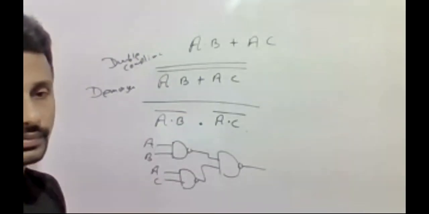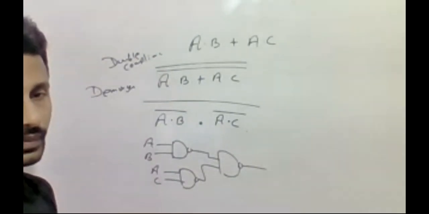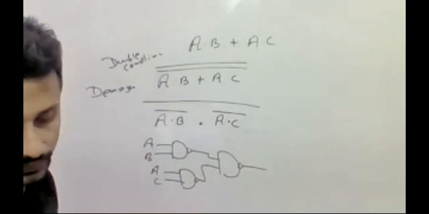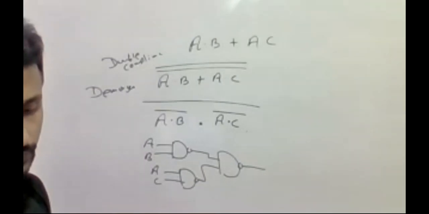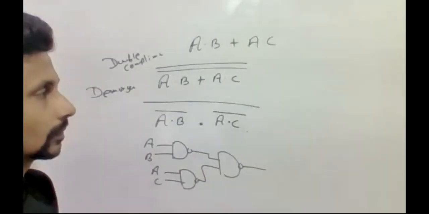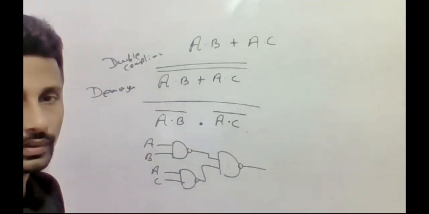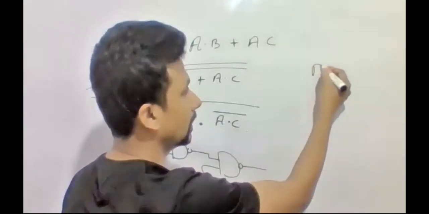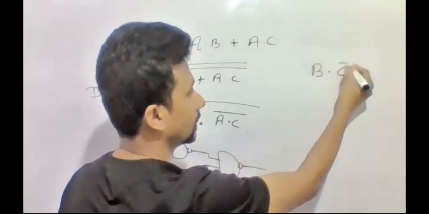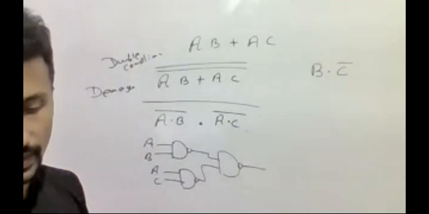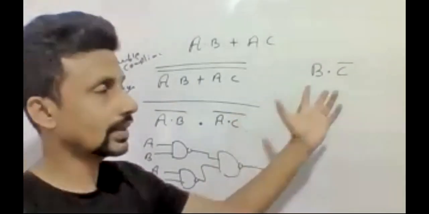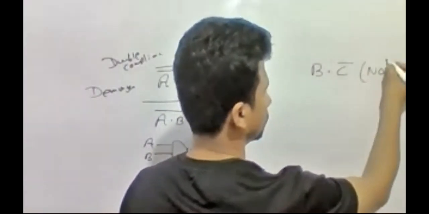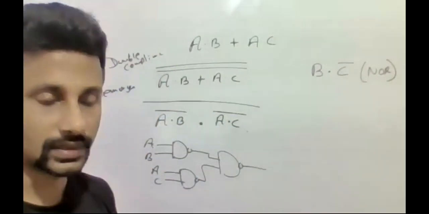So take it down quickly, and I will give you another one. I want you to draw using NAND gates. Here the expression is B dot C dash. B dot C dash. I want you to draw with NAND gates, using only NAND gates. Try it out first.